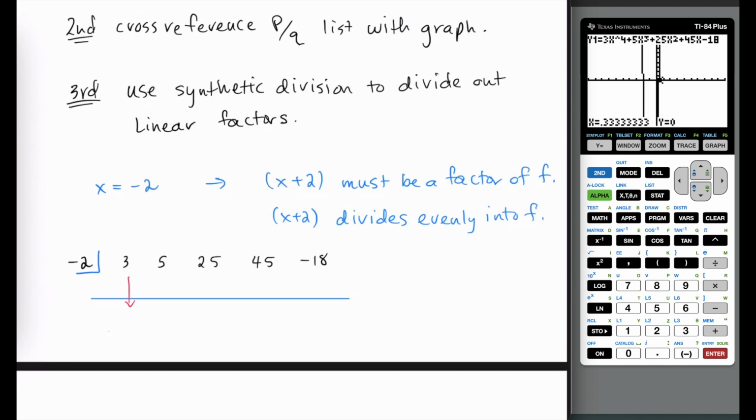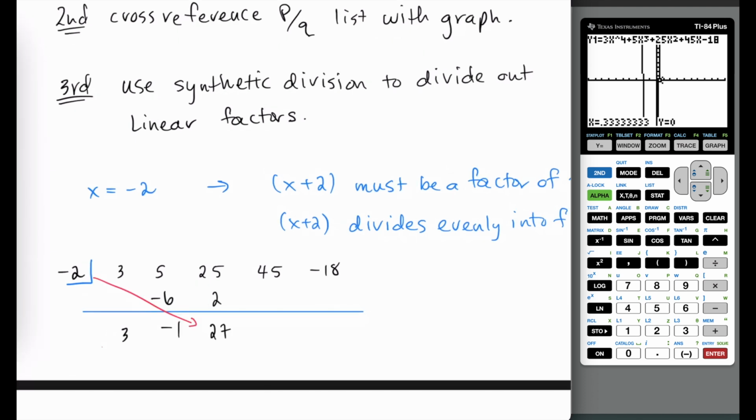First we bring down the 3, and then multiply on the diagonal to get -6, combine down to get -1, multiply on the diagonal to get +2, combine down to get 27, multiply on the diagonal to get -54, combine down to get -9, and then multiply on the diagonal to get +18. And when we combine down here, we see that we have a remainder of 0.